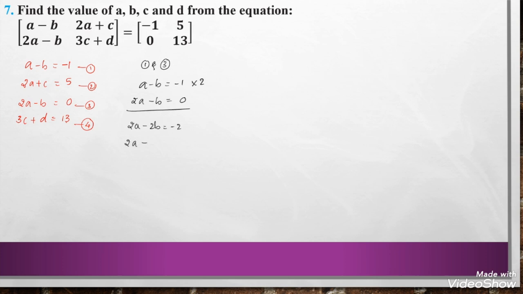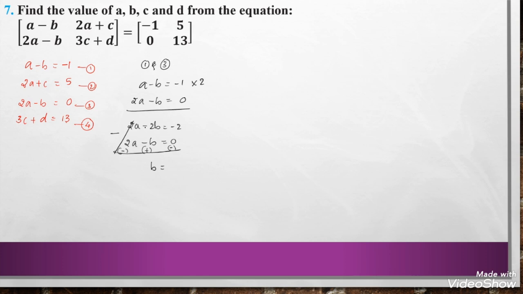As the second equation is taken similarly, we have to remove one value. Here there is a 2A, here there is a 2A. That's why, while calculating these two equations, subtract equation 1 by 2. While subtracting, the plus becomes minus and minus becomes plus. Okay. 2A minus 2A gets cancelled. Here there is a minus 2B plus B, that is minus B.